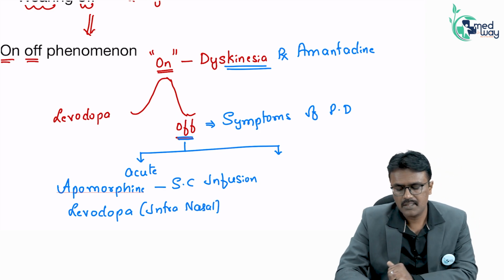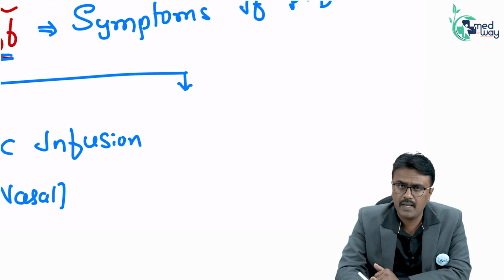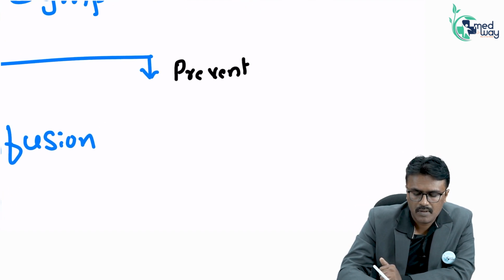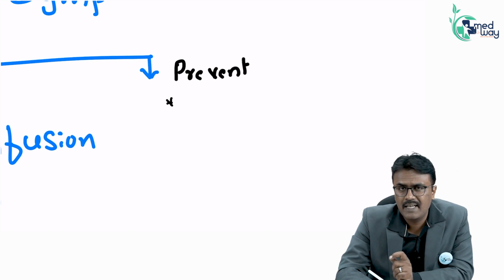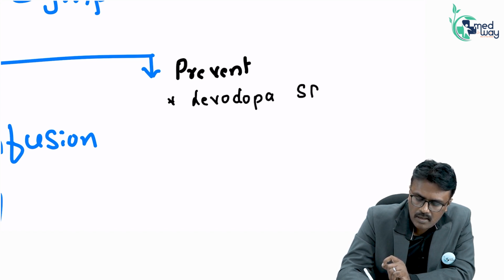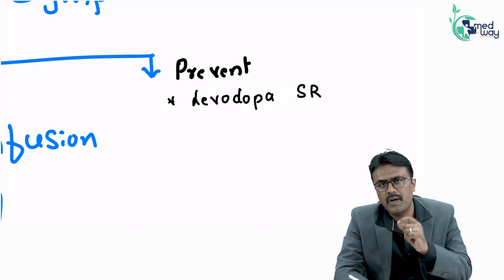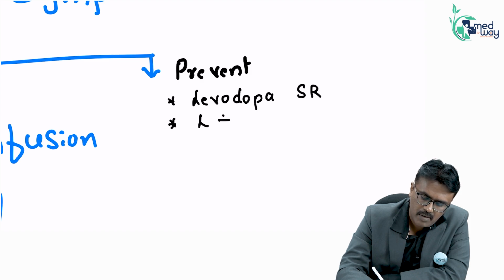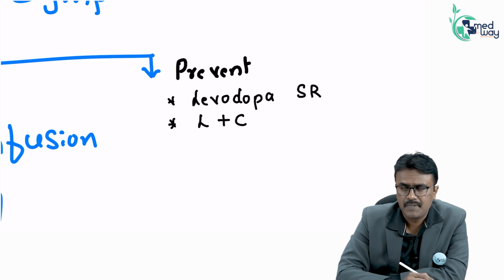Now the second strategy is, I don't want this to happen again and again. So I want to prevent off episodes. How do I prevent off episodes? I know levodopa is short acting, that is why I am facing this. So make a levodopa sustained release, which will release the levodopa slowly and dopamine levels will be there in the brain. Or I can give a combination of levodopa with carbidopa, and that is what we wrote. The combination of levodopa and carbidopa reduces off episodes.